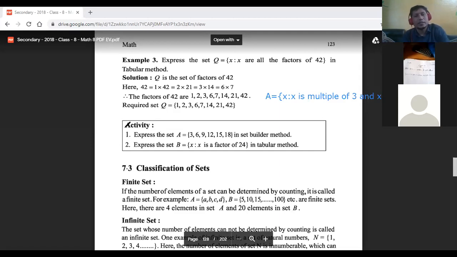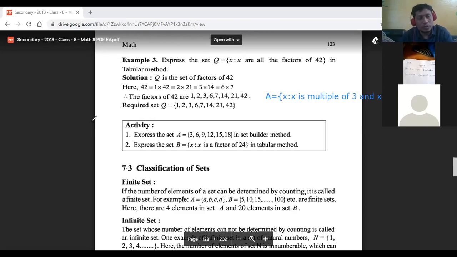Example 2 says set B is another set where x such that x is a factor of 24. Now you will show me. You will solve it using the Set Builder method. So all the factors of 24. X is a factor means all the factors. You have to write down such kind of x. Who will be a factor?